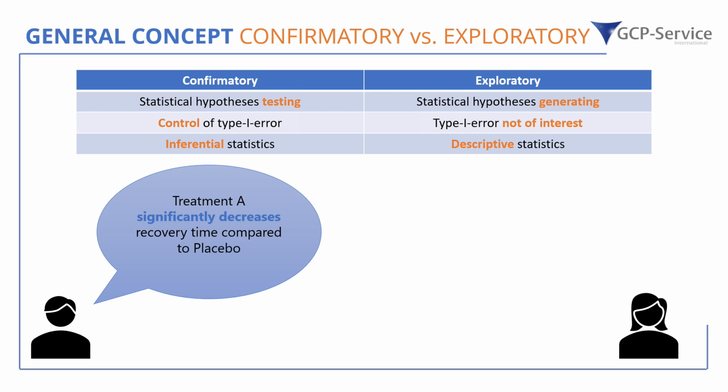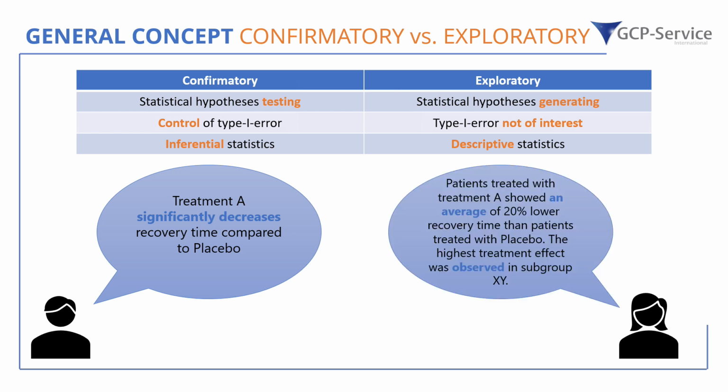It's just a description, just a descriptive statistic. We want to describe the data we have observed. An example would be that we really just say what we have observed, but we do not really conclude on the target population. This will be done in a further trial, in a confirmatory trial.